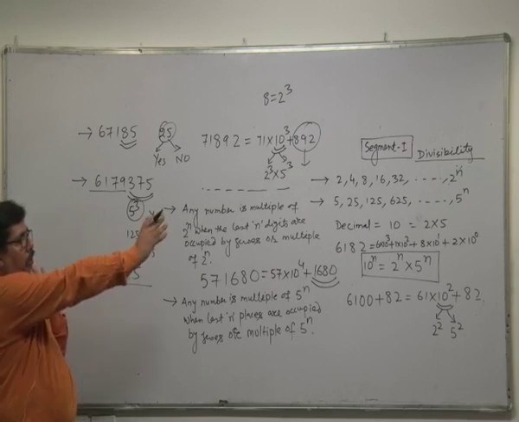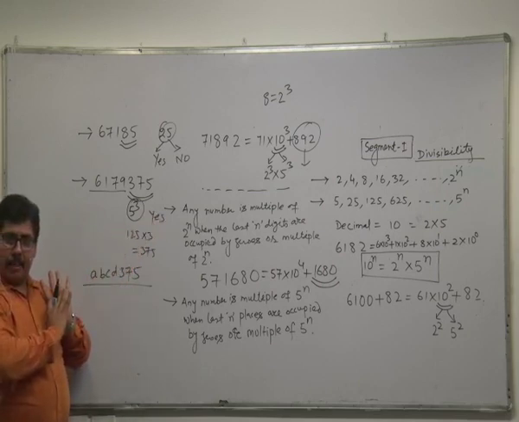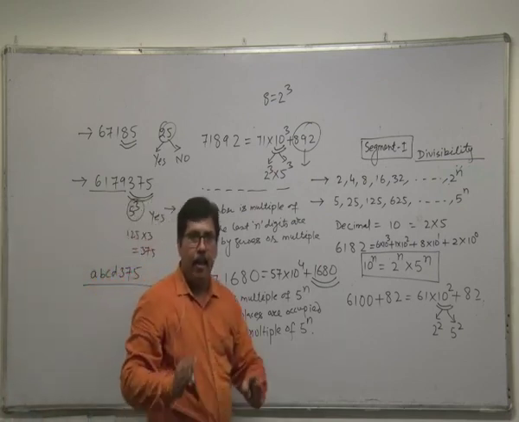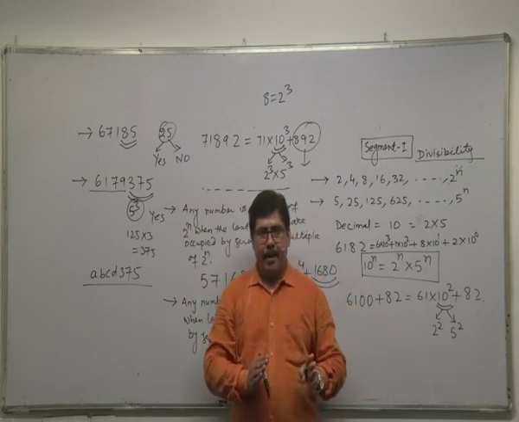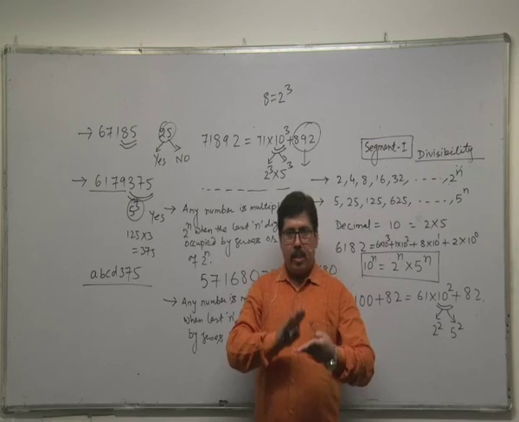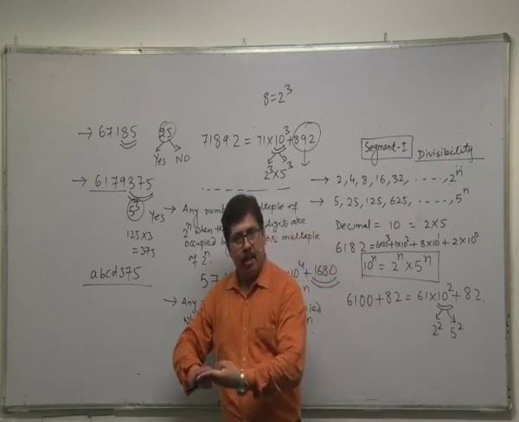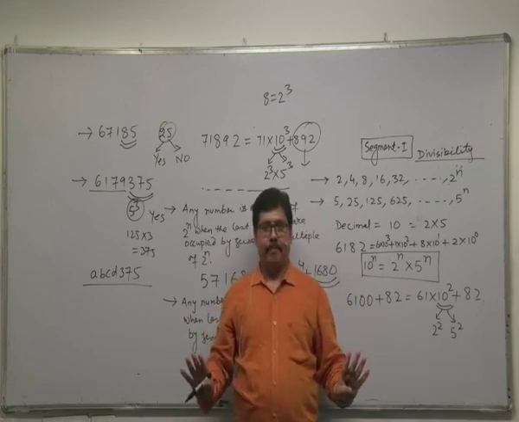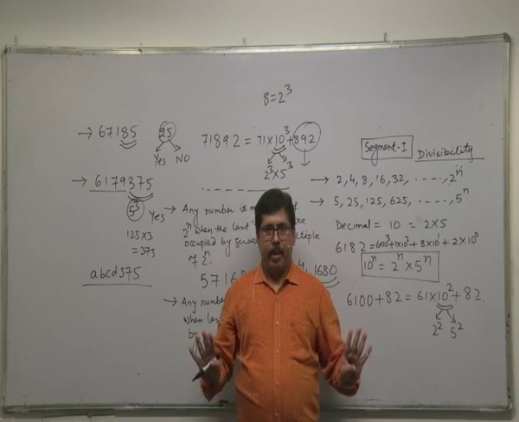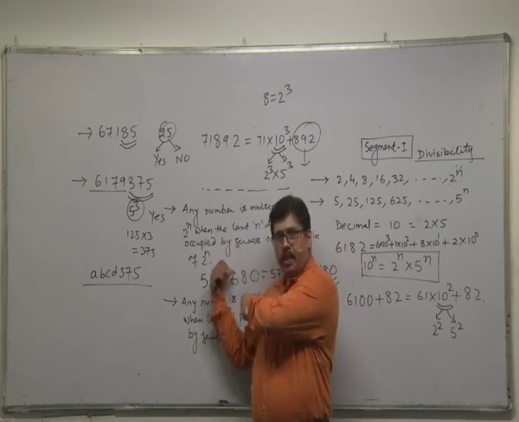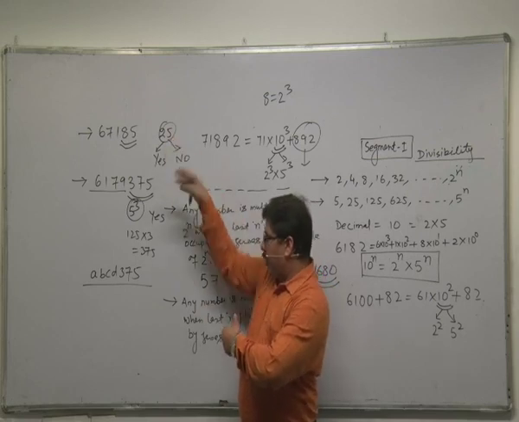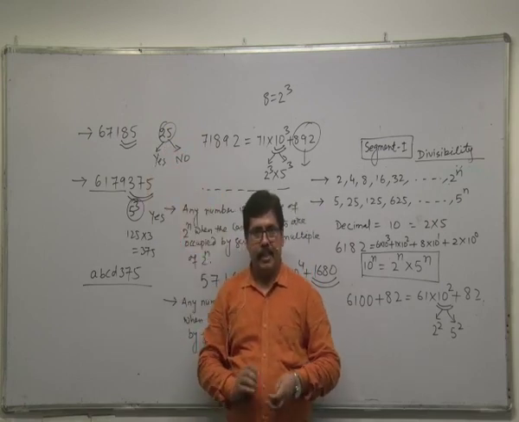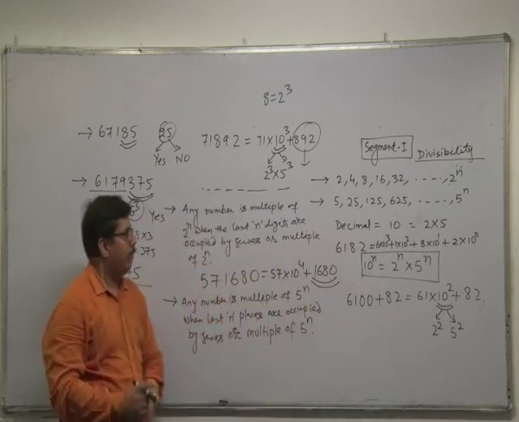I'm sure the whole thing is clear. Let me quickly recap. Any number is a multiple of 2 raised to the power n and 5 raised to the power n when the last n places are occupied by zeros or form a multiple of 2 raised to the power n and 5 raised to the power n. Any confusion? I'm sure you understood the logic, and we have cross-checked the pattern and observation with some big numbers as well. Let us move to segment number 2.